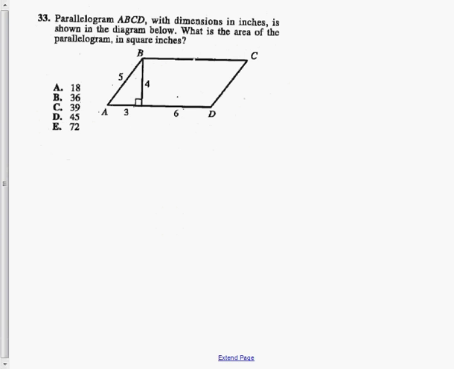Let's look at the next one. A parallelogram with dimensions in inches is shown in the diagram below. What is the area of the parallelogram in square inches? For a parallelogram, the area is just the base times the height. So here our base would be 3 plus 6 is 9, and then times 4 for the height. So just 36 inches squared.